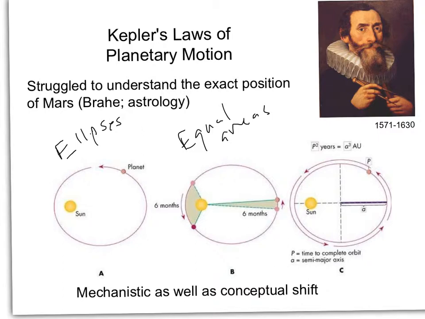One year on the Earth is the time it takes the Earth to go around the sun. One Martian year is the time it takes Mars to go around the sun once. That's the period of its orbit. Same thing with Jupiter. And so Kepler's third law was a way to relate how far away the planet is from the sun in a very mathematical sense to how long its year is, how long its period around the sun is.